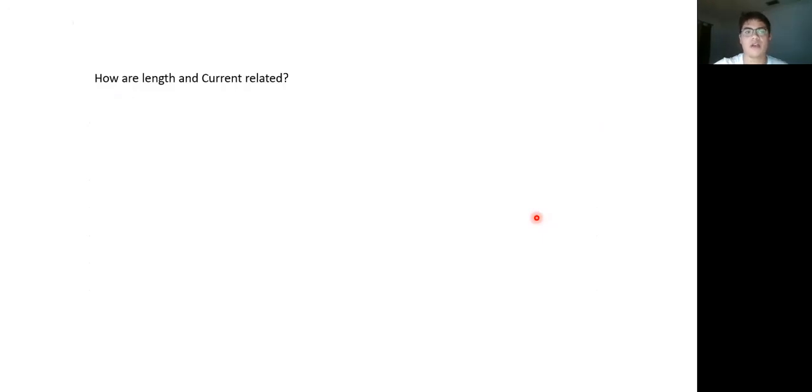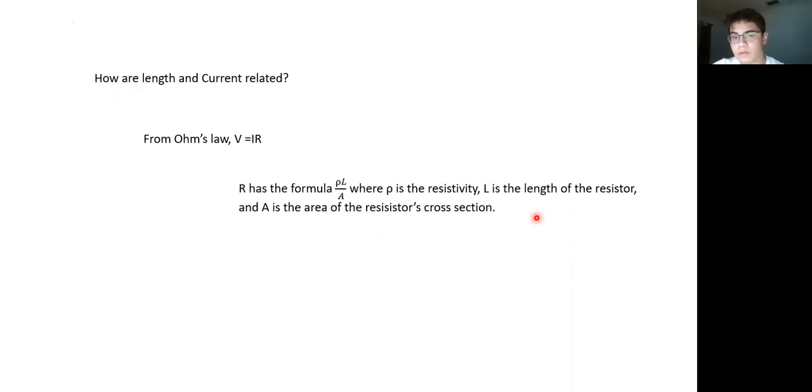So first we have to ask ourselves, how are length and current related? Well, from Ohm's law, we know that voltage is equal to current times the resistance. And we also know that resistance has the formula rho times L over A, where rho is the resistivity, L is the length of the resistor, which is in this case the wire, which has its own resistance and acts as a resistor. And A is the area of the resistor's cross-section, where the resistor is again the wire. So it's the cross-section of the area of the wire. So we can rewrite Ohm's law as voltage is equal to I times rho times L over A.